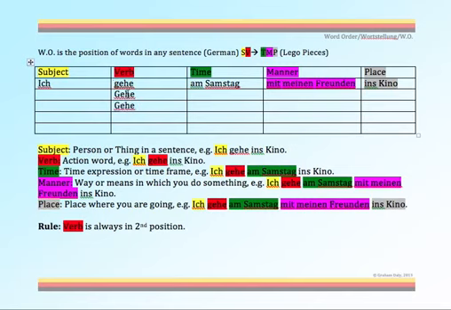gehe for all of these. Okay, gehe obviously with a small g. It's just my word processor is making capitals. So gehe will always be in second position. Now, ich gehe am Samstag mit meiner Freundin ins Kino.